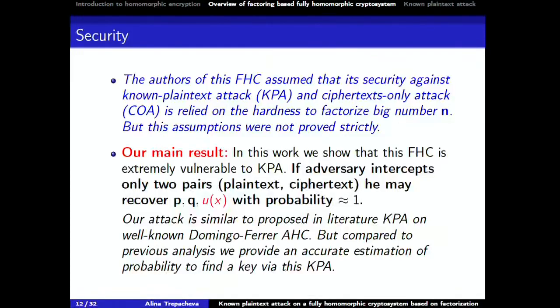The authors of this cryptosystem assumed that it is secure against the known plain text attack, and they supposed that the security against this attack relies on the problem of factoring a big number n that is known to be hard. And here we show that in fact it's not true, and it's enough to intercept only 2 or even 1 pairs to break this cryptosystem and to recover the factorization of n and to find the secret polynomial U. And the probability of success of the attack is close to 1.